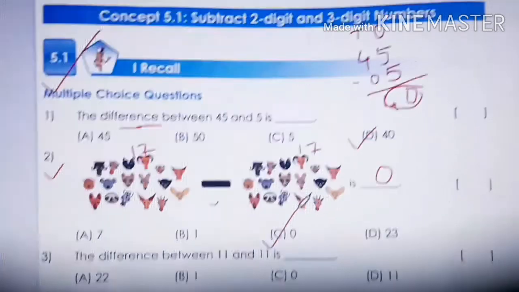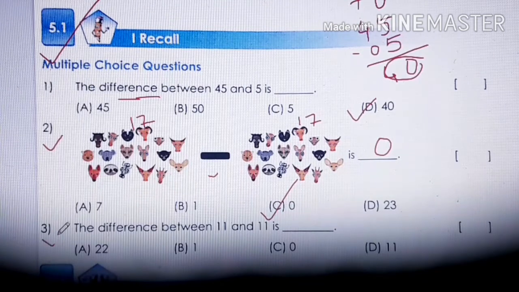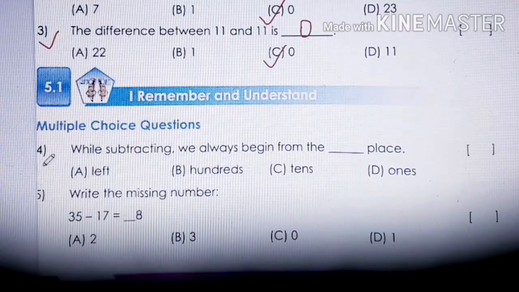Okay. Next, number 3. The difference between 11 and 11 is, when we subtract the same number, children, what is the difference? 0. So option C is the correct answer. Next, number 4. While subtracting, we always begin from dash place. While subtracting, children, we always begin from which place? Ones place. So option D is correct.